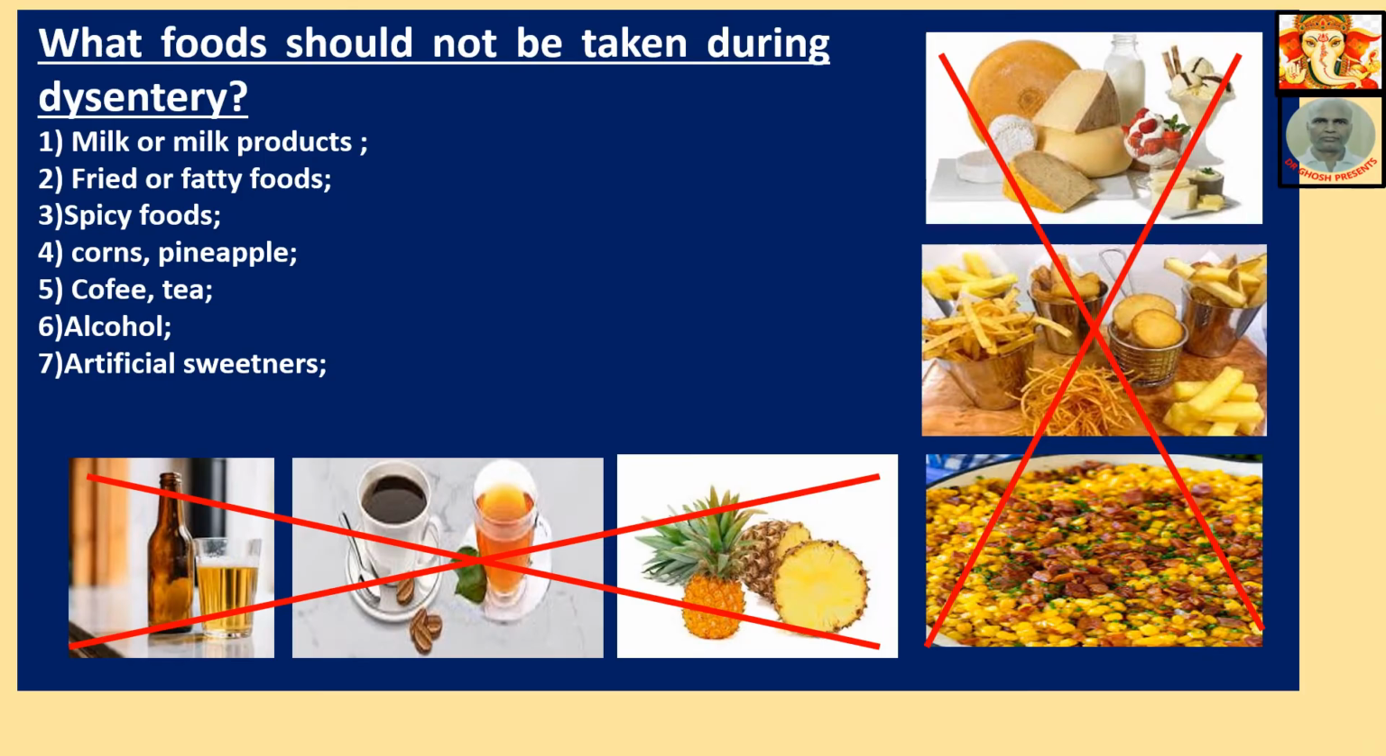What food should not be taken during dysentery? Milk or milk products, fried or fatty foods, spicy food, corn, pineapples, coffee, tea, alcohol, artificial sweeteners.